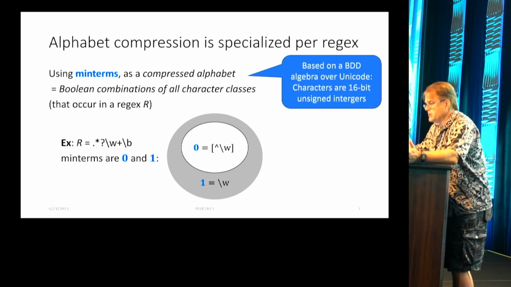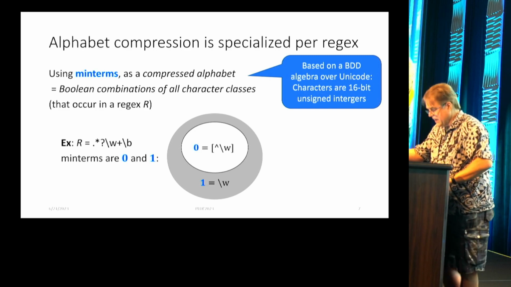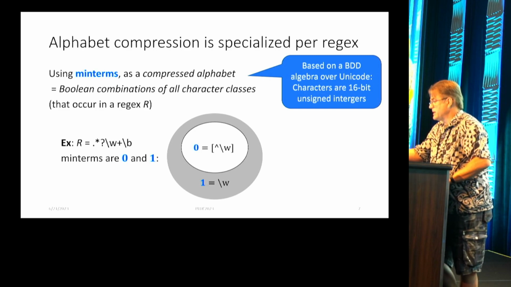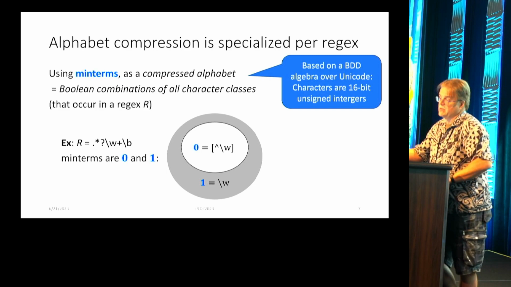And the alphabet is too large for the elements to be dealt with one by one. So what we do first is divide them into Boolean combinations of character classes that actually matter. These would be regions in a Venn diagram. In this case, there are just 2 that I note here by 0 and 1.